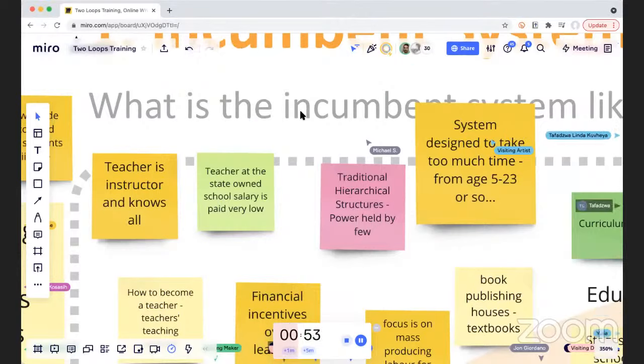And if it's a very traditional hierarchical structure, I think change is less likely to occur in that system, and possibly not meet the emerging needs of how people wish to engage in education in the future.